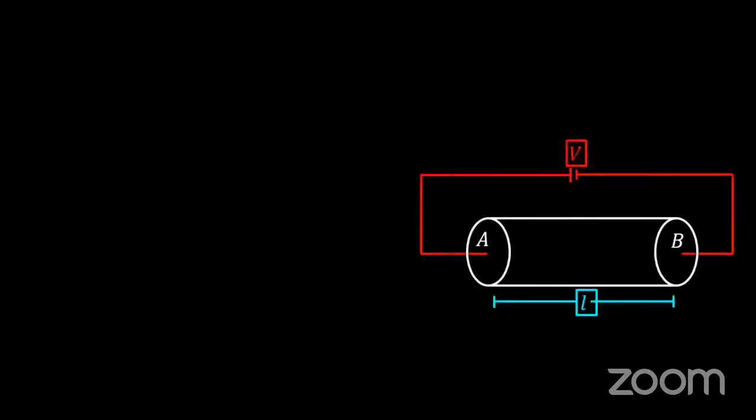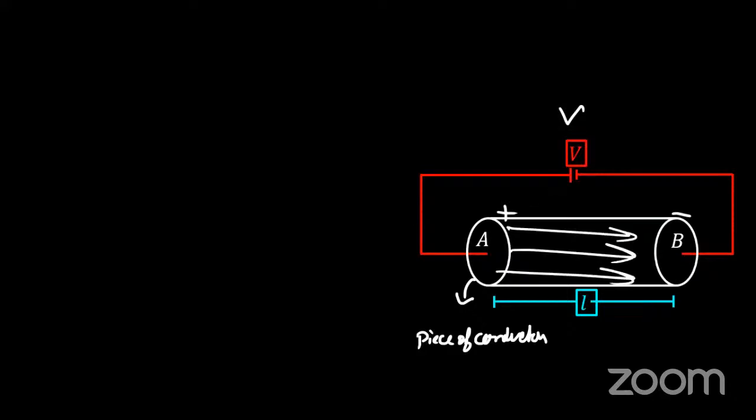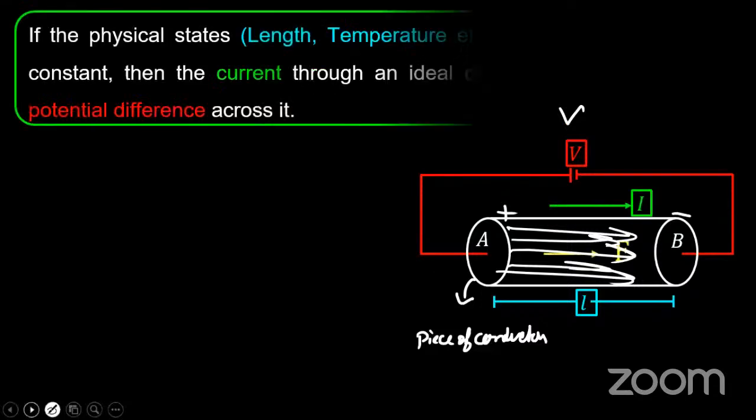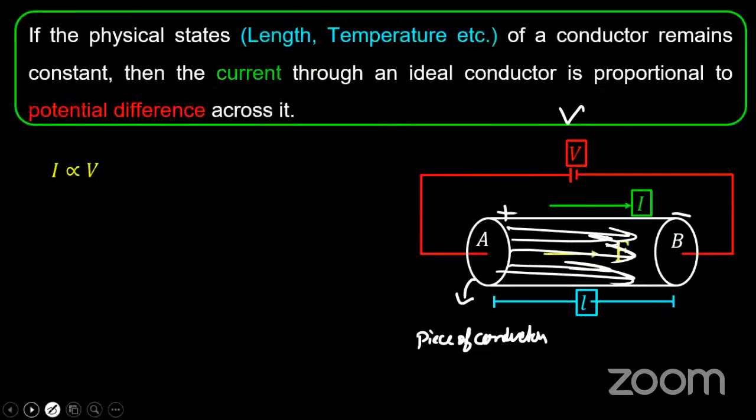Let's see. Suppose this is a piece of electrical conductor, and potential difference V is applied here, and this is the length here. The electric field is always from the positive to the negative. Now what does Ohm's law say?